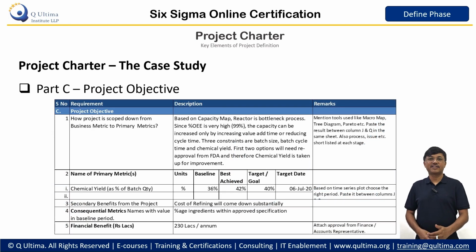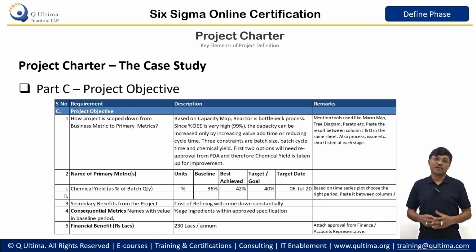The third part of the charter is the most important part of the entire project. Here we first explain the story of how the business issue was converted into the primary metric. Here the team explained how the high demand and low production issue, which was a business issue, was converted into the reactor yield, and this gives confidence to our champion that this project is going to give benefits to the overall business and therefore creates interest in the overall organization.